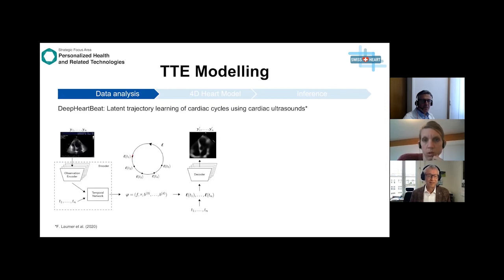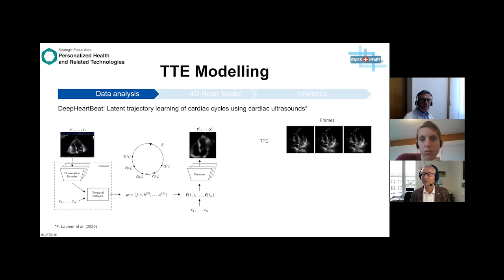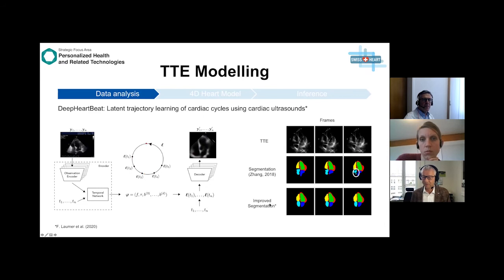Here is the data analysis for deep heartbeat. Again, the echo, you have a neural network type of processing here where you encode, and then in a temporal network, you extract the features, and the decoder then allows you to synthesize again the output, and hopefully what is synthesized here has directly an influence on how you interpret these frames in terms of segmentation. And this segmentation you see here has deficits. That's state of the art, and this is what we improve upon. So this segmentation hopefully is then good enough for our further processing.